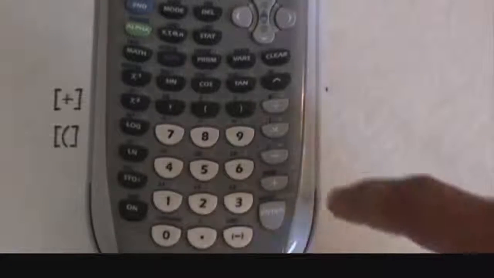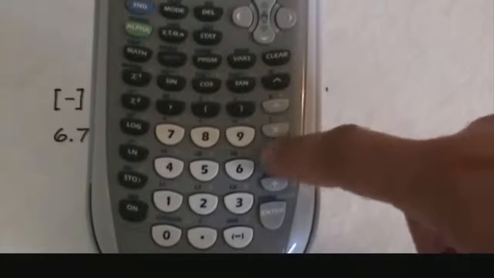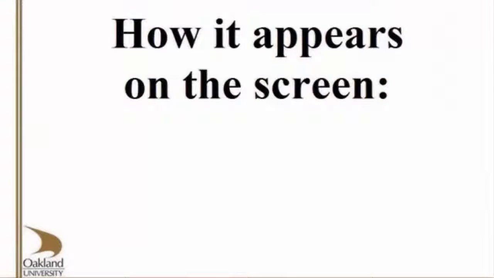So we have 1.23 plus our first parentheses 4.56 subtract 6.7 divided by 8.7 end parentheses times 9.1. Enter will give us our solution. So again, we'll see how this input looks when we input it into our calculator.